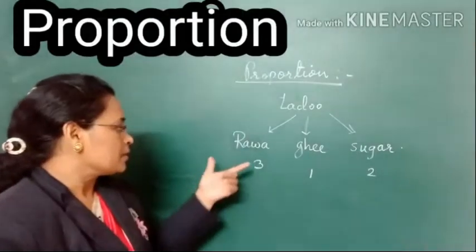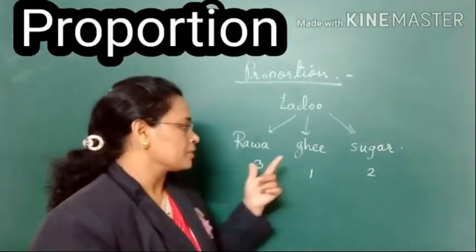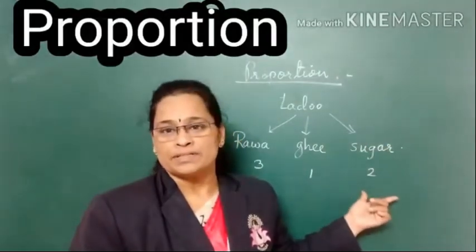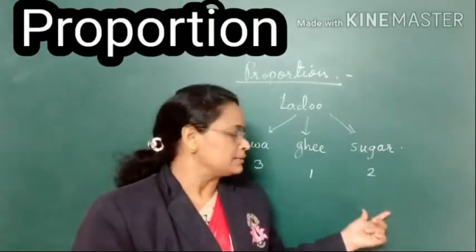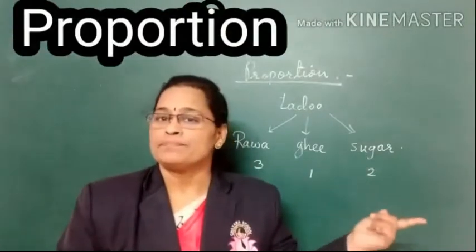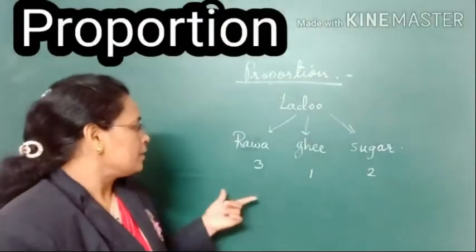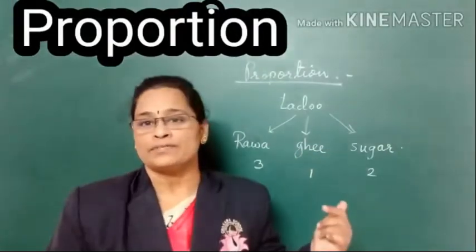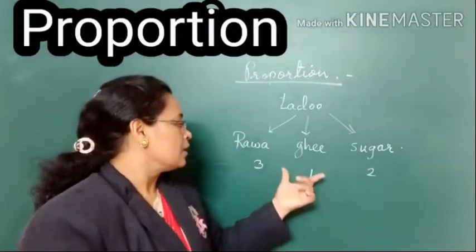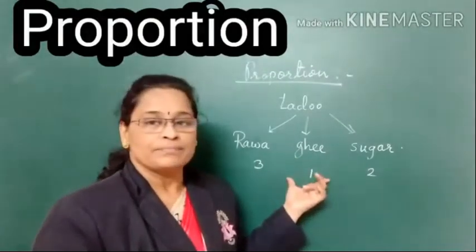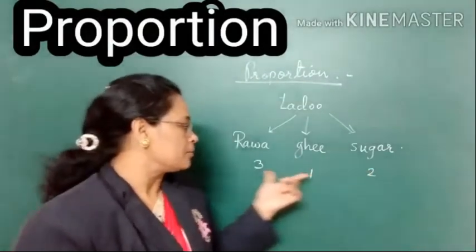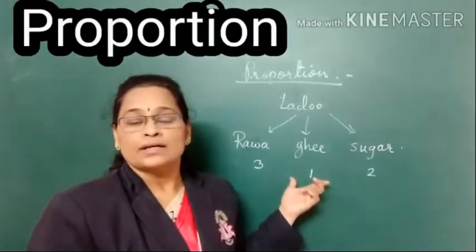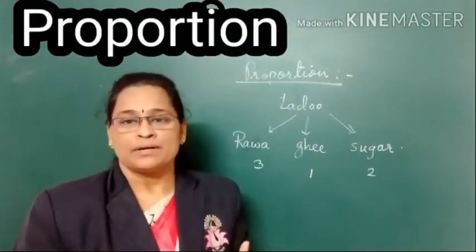It means if rava is taken 3 parts, then sugar should be 2 parts. If we take more, then laddus will be very sweet. If we take less, then laddus will not be sweet. But one more ingredient is ghee. That ghee should be 1 part or it may be 2 parts. If it is taken 1 part, then only this laddu preparation can be done properly. But if ghee is increased, then the laddu cannot be made properly.